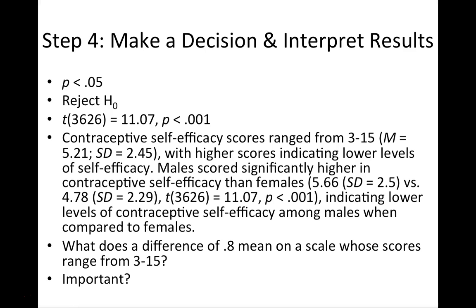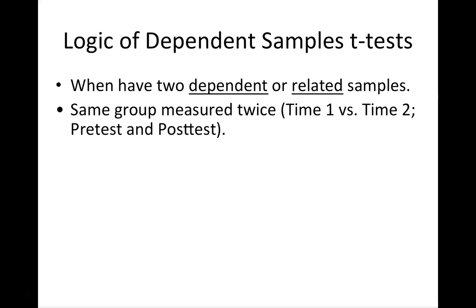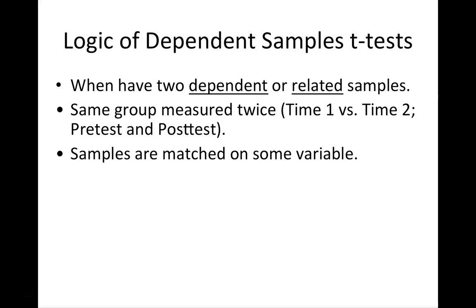So that's the basic process for an independent samples t-test. But in many situations, we have dependent samples, in which case we would run a different t-test. The logic of the dependent samples t-test is that we have dependent or related samples. So we may measure the same group twice, for example, time 1 versus time 2, pre-test and post-test, or sometimes samples are matched on some variable.